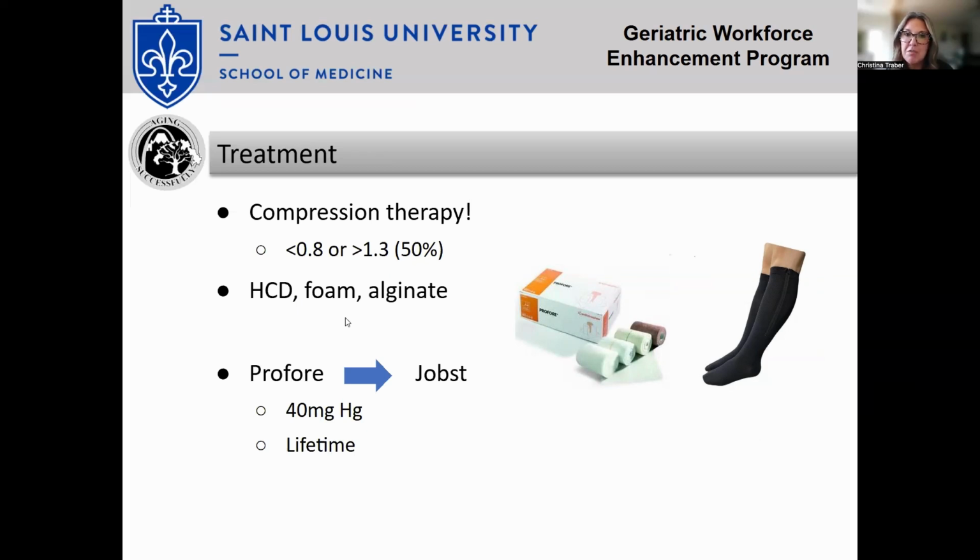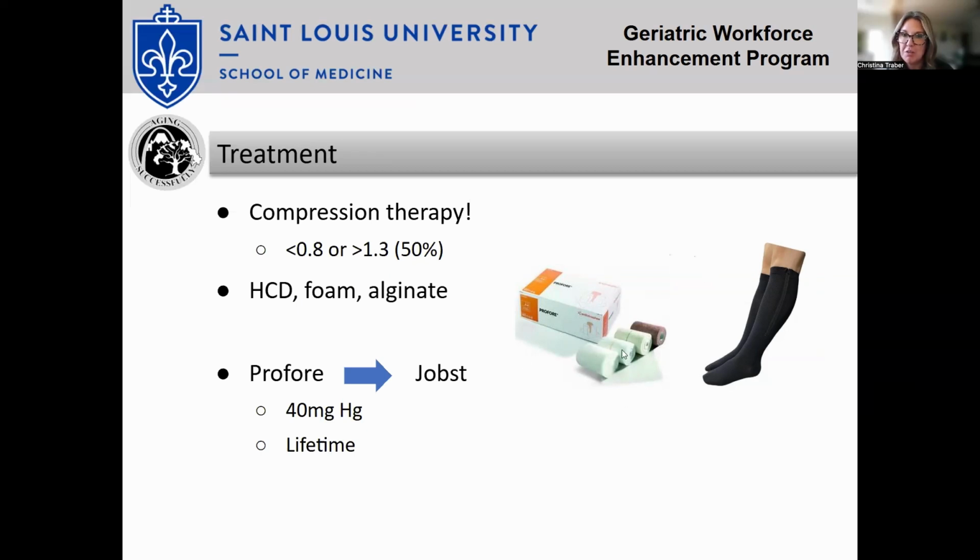We use a lot of alginate to kind of absorb the exudate that's coming out and foam dressings as well, kind of underneath the compression. And so what I tend to do for compression is I usually start with some kind of an ACE bandage or a Pro-4.